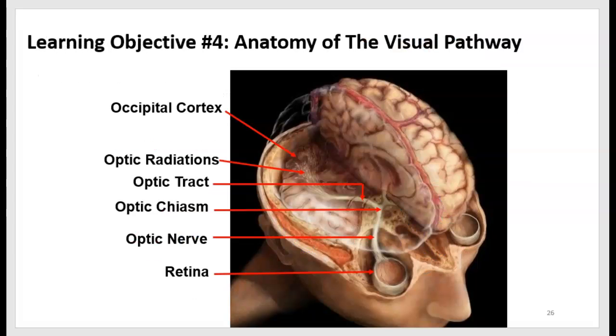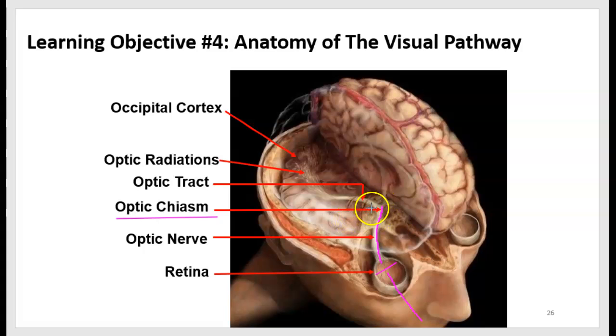Now let's do learning objective number 4. This is anatomy of the visual pathway from the eye all the way to the part of the cerebral cortex that helps us perceive what we're seeing, right? So we have light rays that enter the eye, and the retina responds, is stimulated. And then the information travels in the optic nerve all the way back to this structure called the optic chiasm.